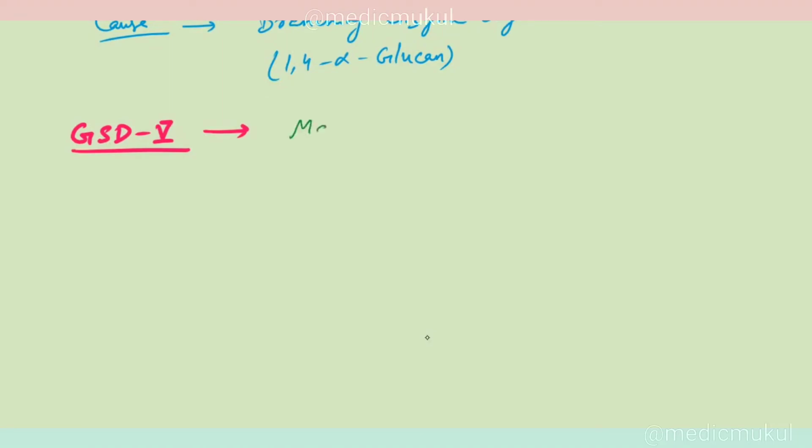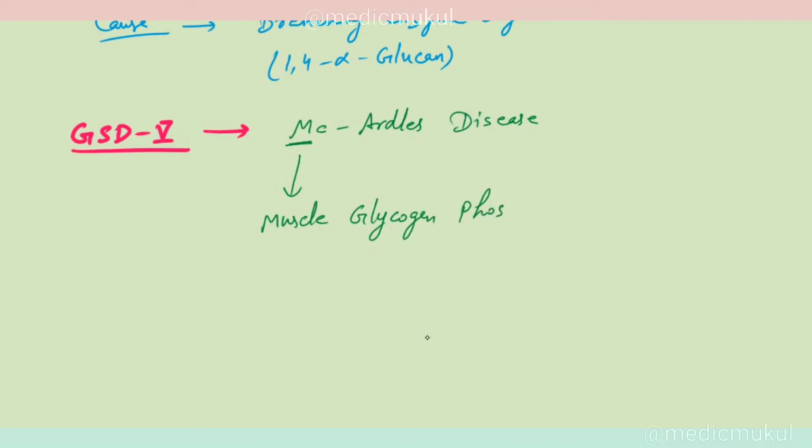MACD Burger, that is McArdle's disease. So remember, McArdle's disease: M for muscle, M for McArdle's, M for muscles. Muscle glycogen phosphorylase deficiency. So we studied about the GP enzyme.